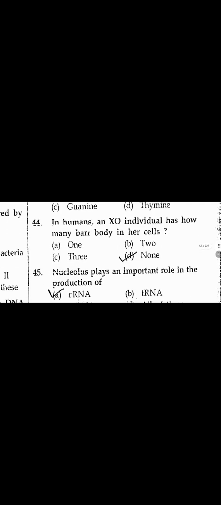Question number 43. A tautomeric shift in the adenine, that is amino to imino, allows it to pair with cytosine only. Question number 44. In humans, an XO individual has how many Barr bodies in her cells? It has none.